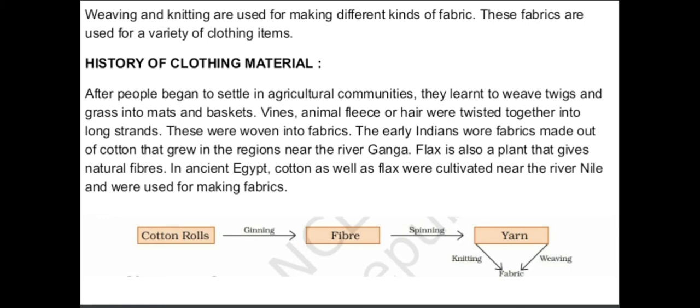So here is the table. First, we create cotton rolls. After that comes fiber, and these fibers go through the process of spinning. It becomes yarn, and yarn goes through the process of knitting and weaving. It becomes fabric and clothing materials.